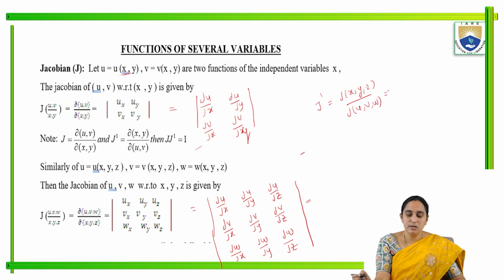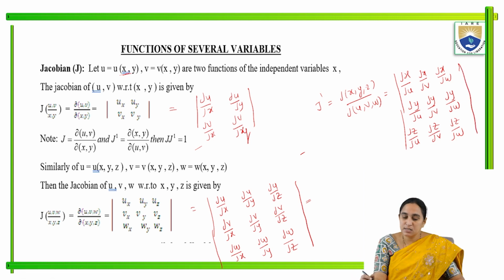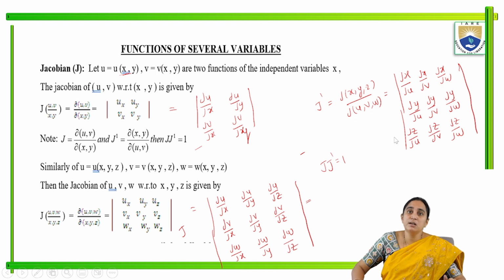That is equal to the determinant with rows: ∂x/∂u, ∂x/∂v, ∂x/∂w; next, ∂y/∂u, ∂y/∂v, ∂y/∂w; next, ∂z/∂u, ∂z/∂v, ∂z/∂w. This is the formula for J dash for the three variables. After multiplying J and J dash, again this is equal to 1. Okay, this is the property for the three variables and two variables.